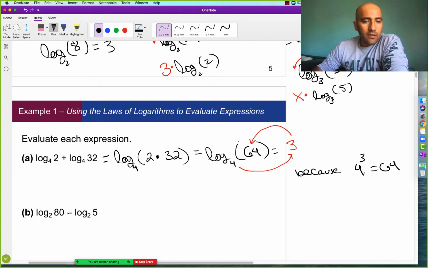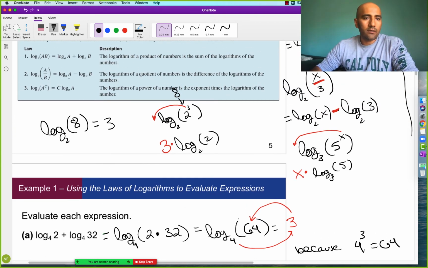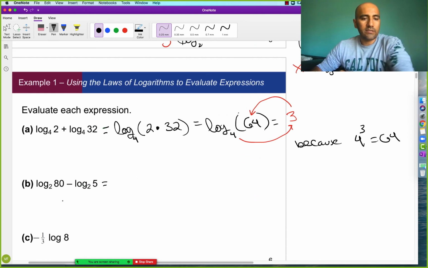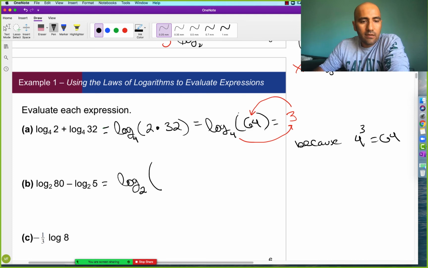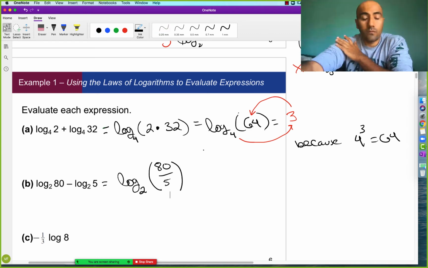Same with the difference of two logs with the same index. According to property 2, if we have a subtraction of two logs, then that's equivalent to one log with a division of these two arguments in this order, and we keep the same index, a in that case. So in this case it's base 2. This is going to be the same thing as one big happy log, base 2 of 80 divided by 5. Good. Questions?